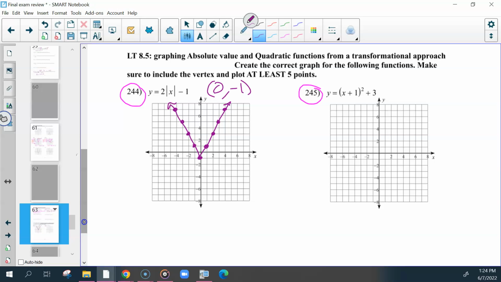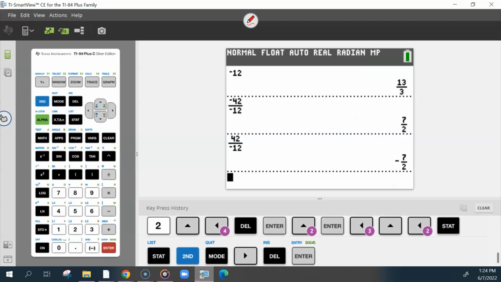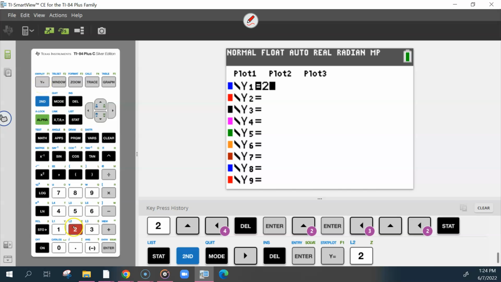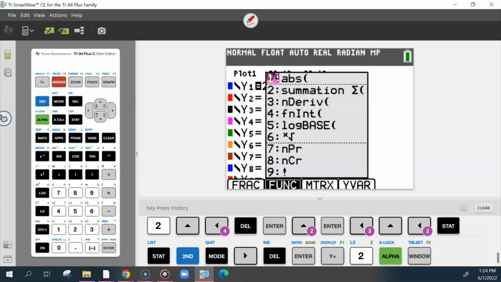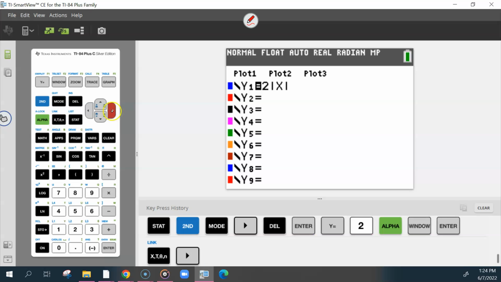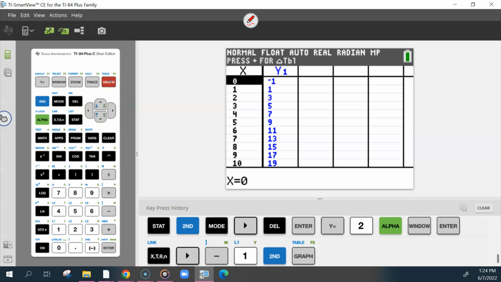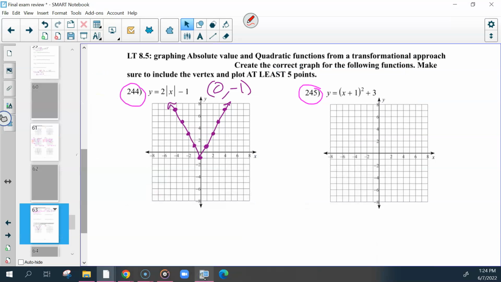In your calculator, you could put this in. So if I go into y equals and I type in 2 absolute value alpha window x and then -1, and then I go into my table, I could find my vertex at 0, -1, and I could find other points and graph those onto my graph. Questions on that one?